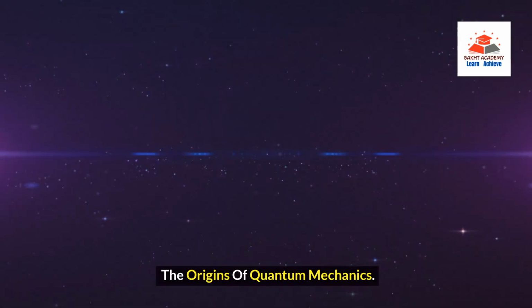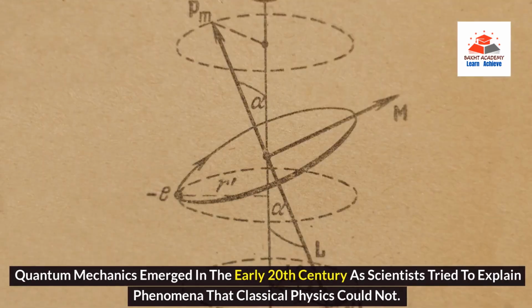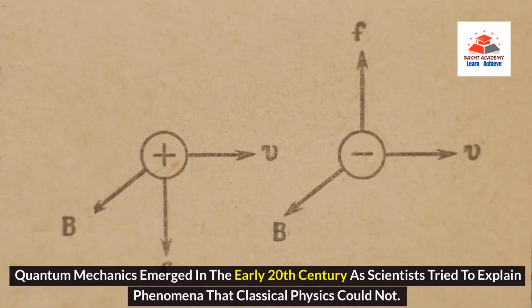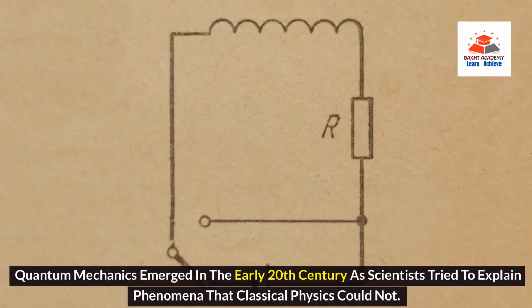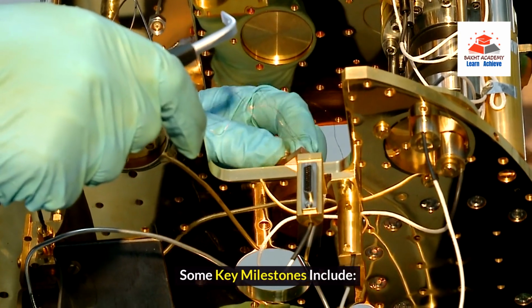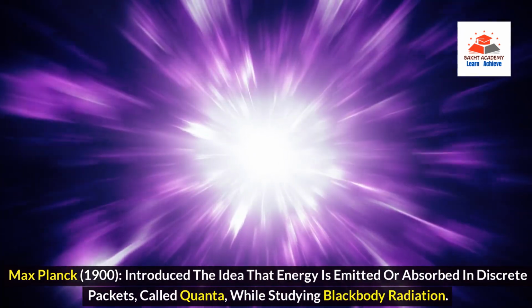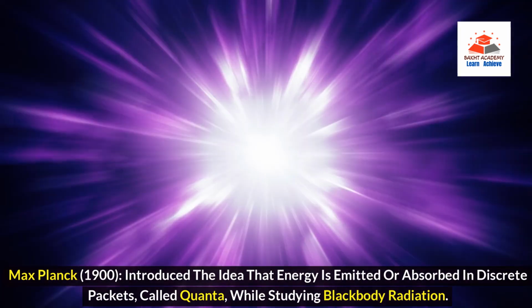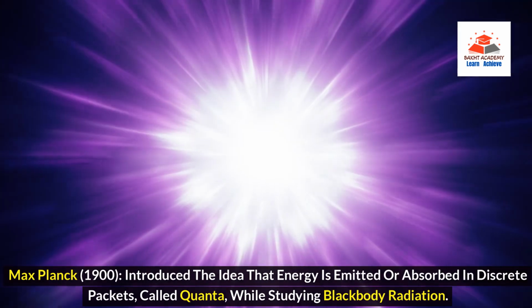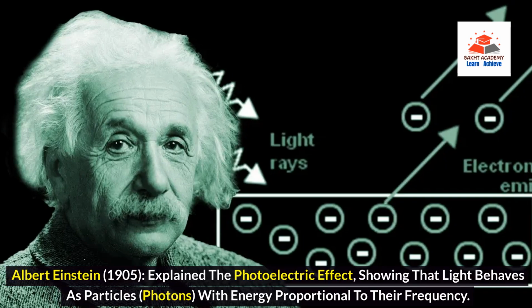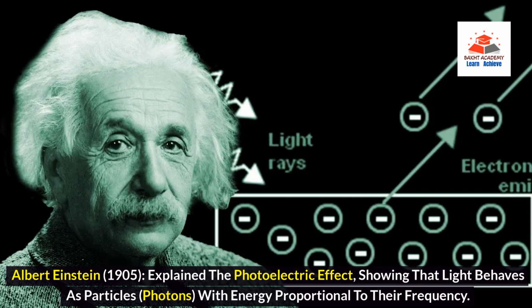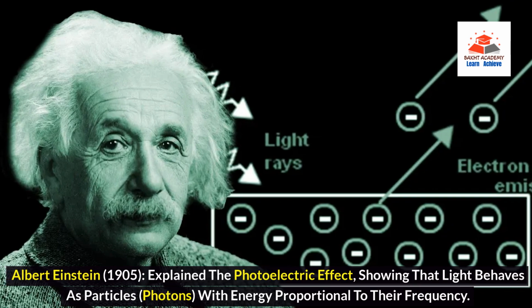The origins of quantum mechanics. Quantum mechanics emerged in the early 20th century as scientists tried to explain phenomena that classical physics could not. Some key milestones include: Max Planck, 1900, introduced the idea that energy is emitted or absorbed in discrete packets called quanta while studying blackbody radiation. Albert Einstein, 1905, explained the photoelectric effect, showing that light behaves as particles, photons, with energy proportional to their frequency.